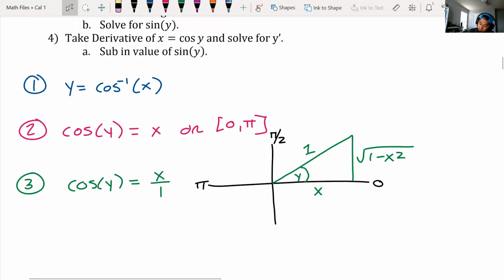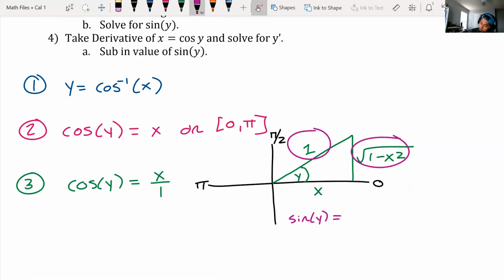And what we're going to do here is now solve for the sine of y, which will come in later. Sine of y is going to put opposite over hypotenuse. So square root 1 minus x squared. Okay, there's our whole setup. Now we're ready to find the derivative.